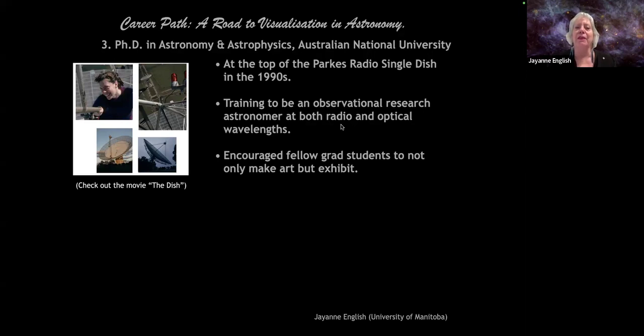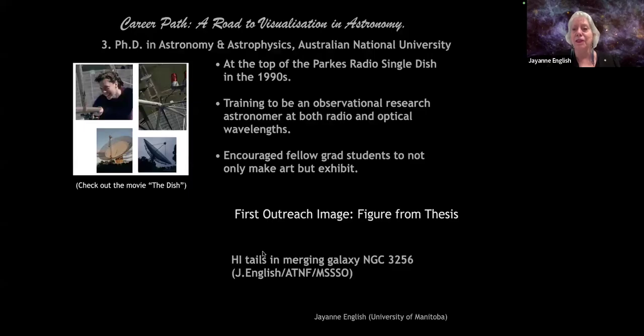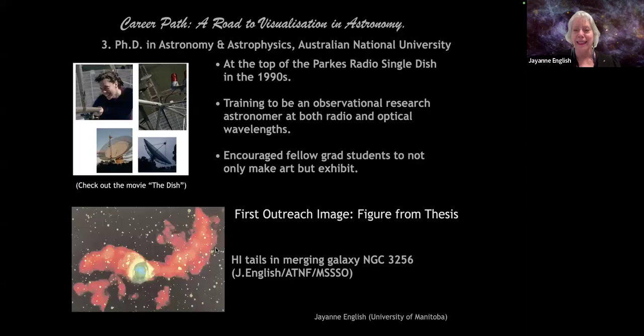So I was training to be an observational research astronomer, and I used both radio and optical telescopes. And I encouraged my fellow grad students not only to make art, but to exhibit art. So my first public outreach image was a figure from my thesis. It was neutral hydrogen gas in a galaxy that consisted of two galaxies merging together. And it has long gas tails because of this interaction. And you'll be shocked at what it looks like. It looked like that. And they just pulled it from my thesis.